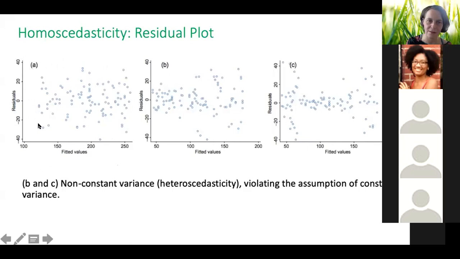So, roughly this rectangular envelope. We see more or less the spread of the residuals across, right? This is all around 0 here, and it's roughly the same across a range of fitted values. Whereas here we see an increase, right?